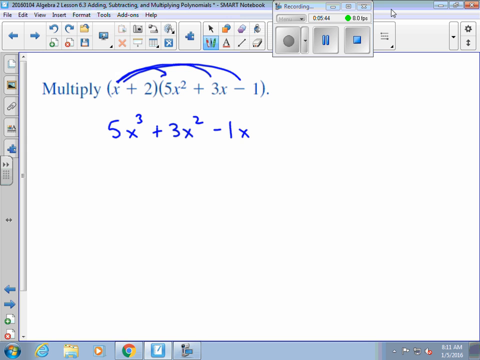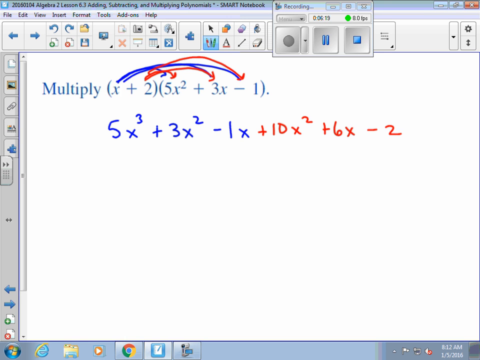Also do 2 times all three of the terms. 2 times 5x squared. 2 times 5 is positive 10, and it's not 5x, it's 5x squared, so it's 10x squared. 2 times 3x. 2 times 3 is positive 6x, and 2 times negative 1. Opposite signs is going to be negative. 2 times 1 is 2. At this step, again, look how long our problem got. That's one of the things with these problems that gets people stumped or a little bit frustrated. They get very long, but they get much shorter on the next step.